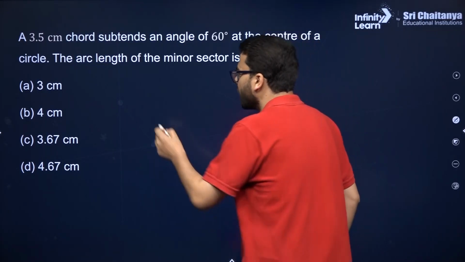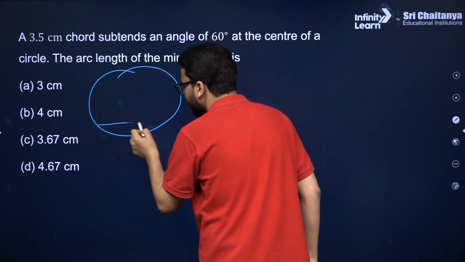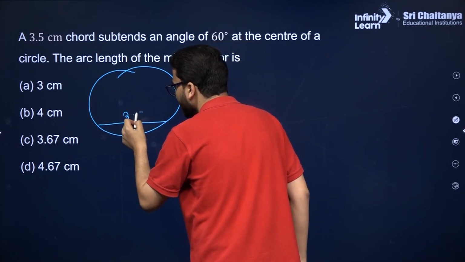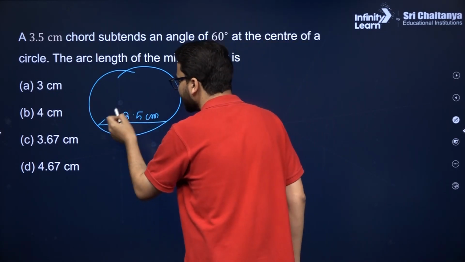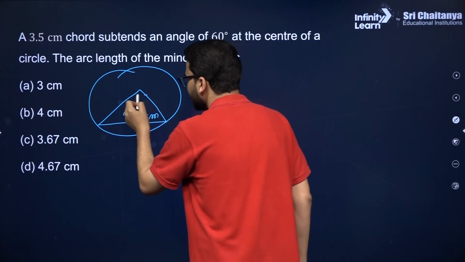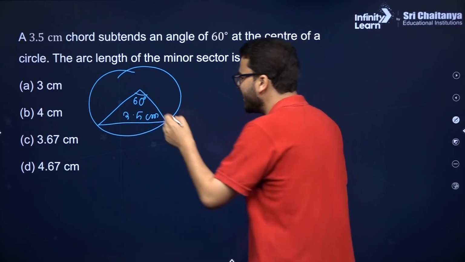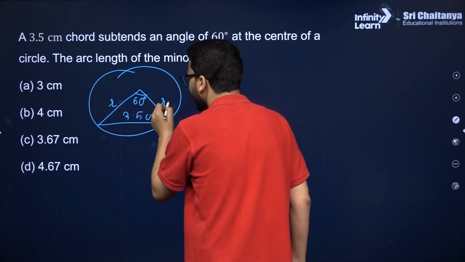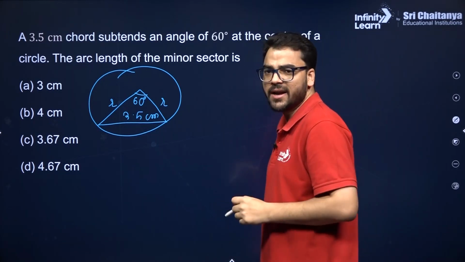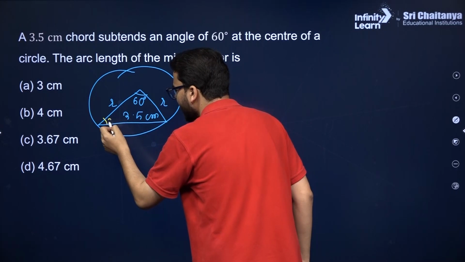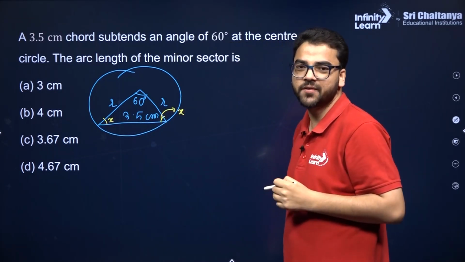Suppose you have got a circle and you have got a chord of 3.5 centimeter length, right? And this chord is subtending 60 degree at the center of the circle. And these are radii of the circle. You know that radii of the circle are equal. Now over here guys, suppose this angle is x, this will also be x, right? Because angles opposite to equal sides of a triangle are equal.